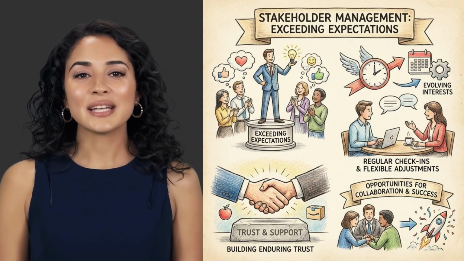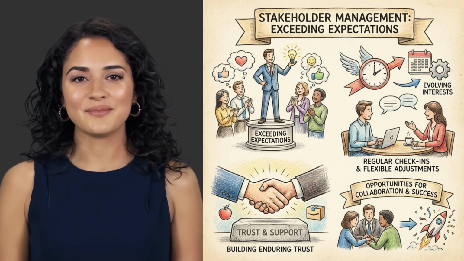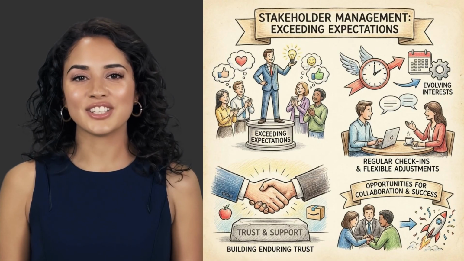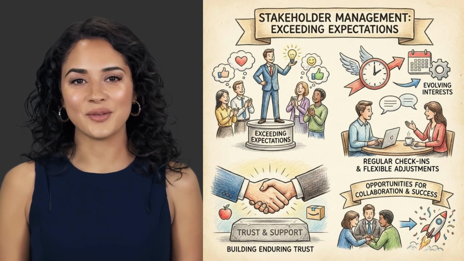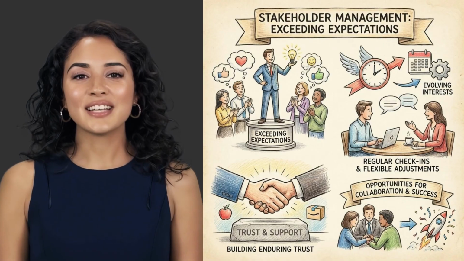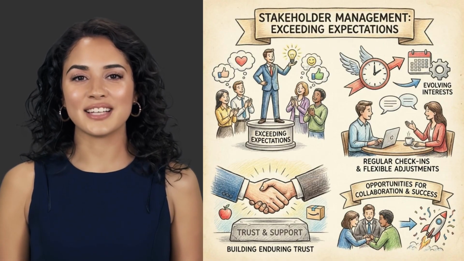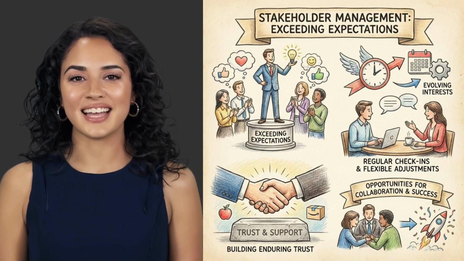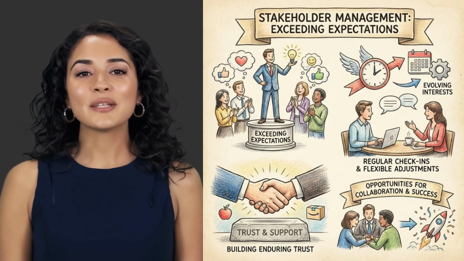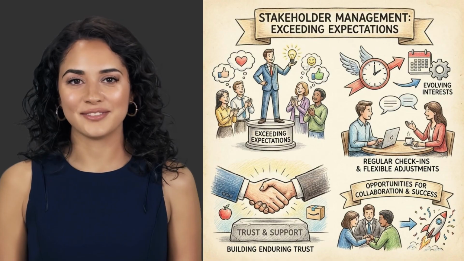To wrap up Module 10, remember that effective stakeholder management goes beyond just addressing concerns. The goal is to exceed expectations. By maintaining open communication and delivering consistent value, much like how Apple innovates to delight users or Amazon expands services to enhance satisfaction, you can build enduring trust and support.